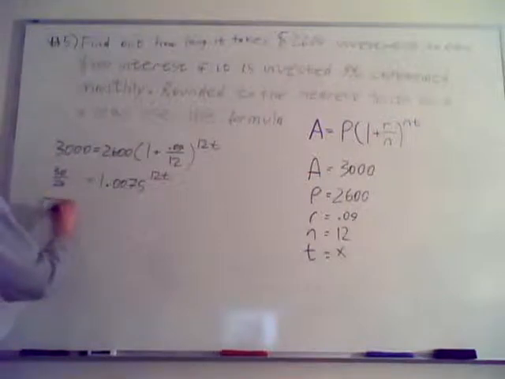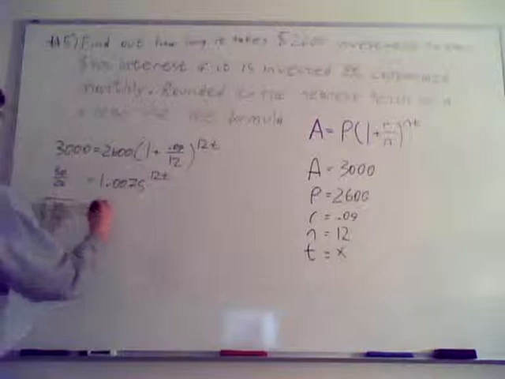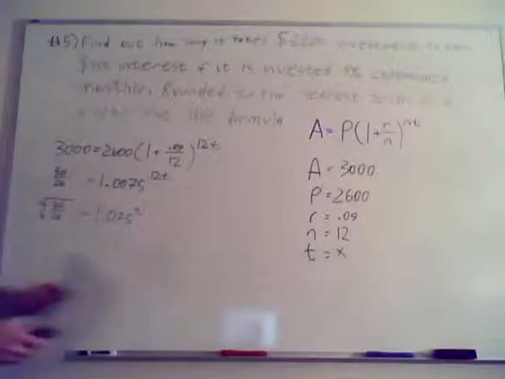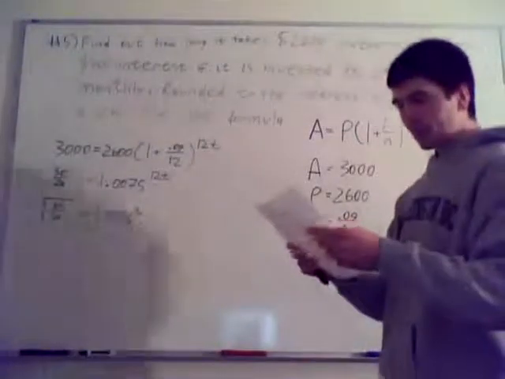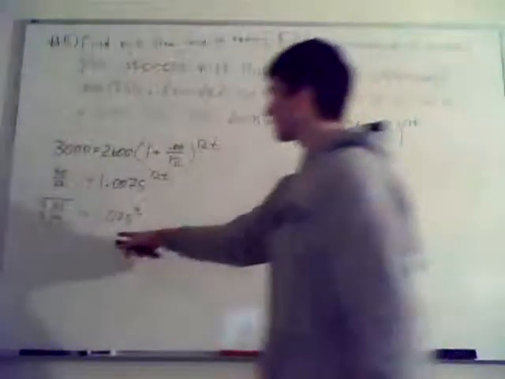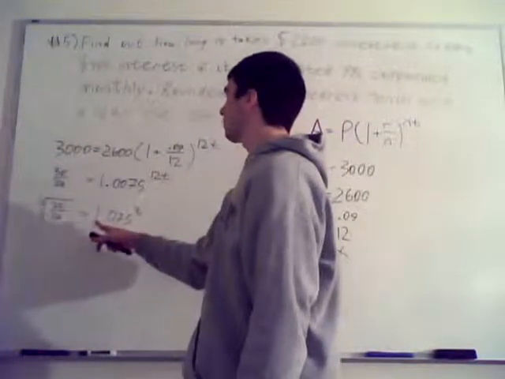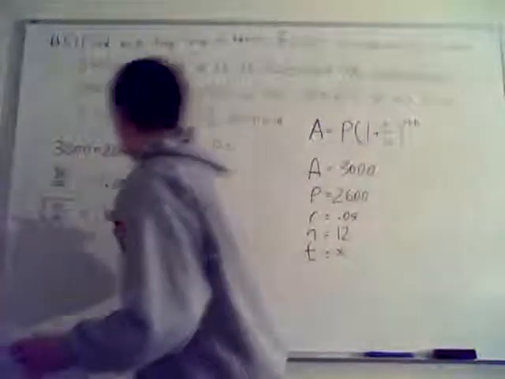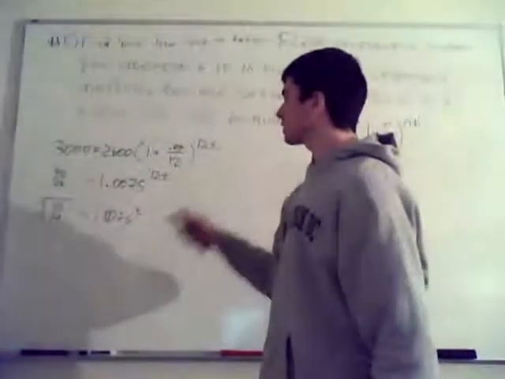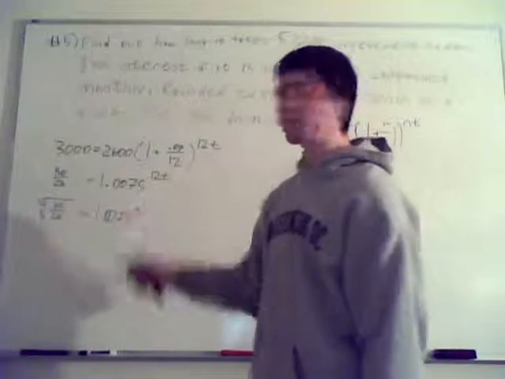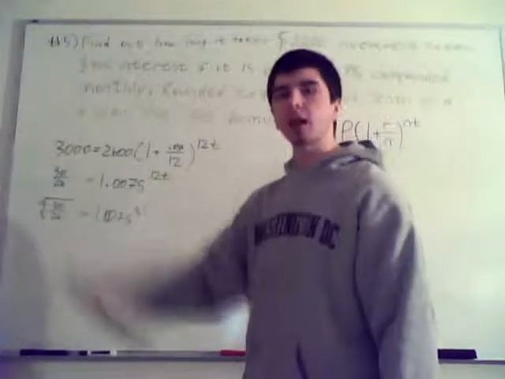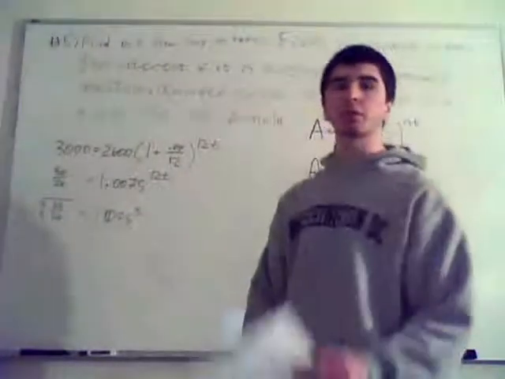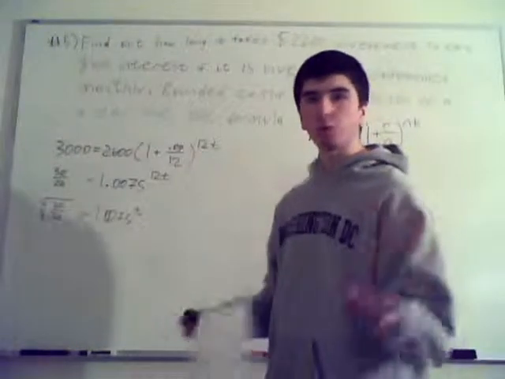So the 12th root of 30 over 26 equals 1.0075 to the power t. Now this is where our logarithms come in, because what this means is, what power of 1.0075, in other words, how many times do we have to multiply 1.0075 to itself until we get this number? The 12th root of 30 over 26 is just some number, don't even worry about it.